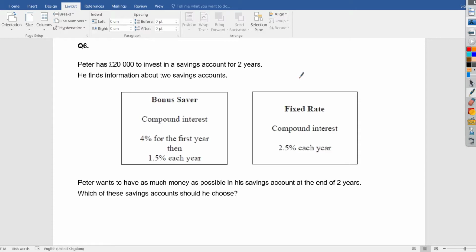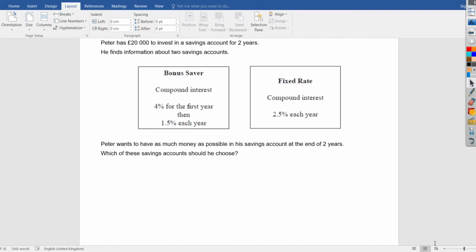Pete wants to have as much money as possible in his account at the end of 2 years. Which of these savings accounts should he choose? So we need to justify which account to have it in, and which one will give us the most amount at the end of the 2-year period.